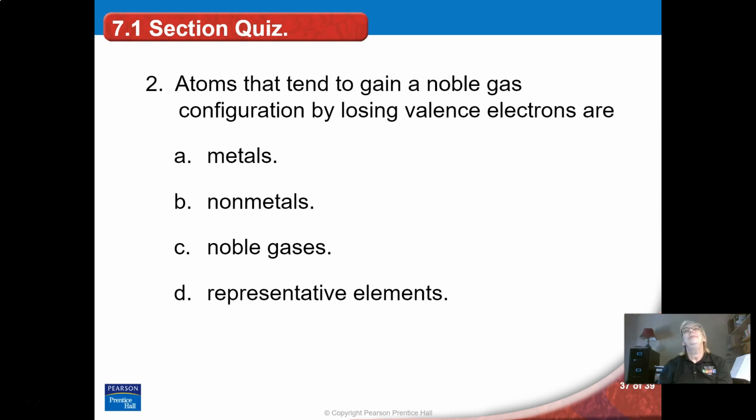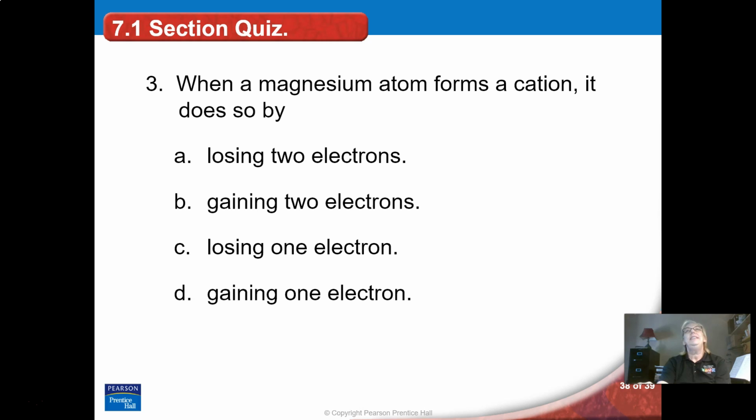Atoms that gain or lose valence electrons are, what do you think? Good, metals. So I would say left are losers or right are gainers. Metals are on the left side, so they're going to lose. Metals are losers. And magnesium can form a cation.